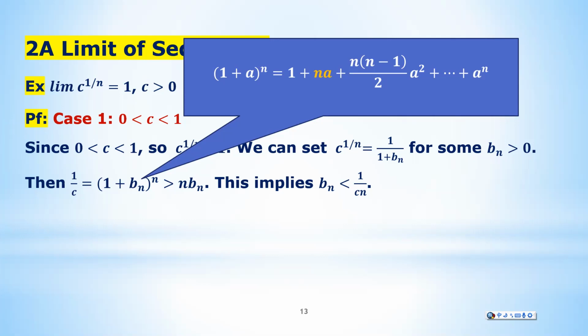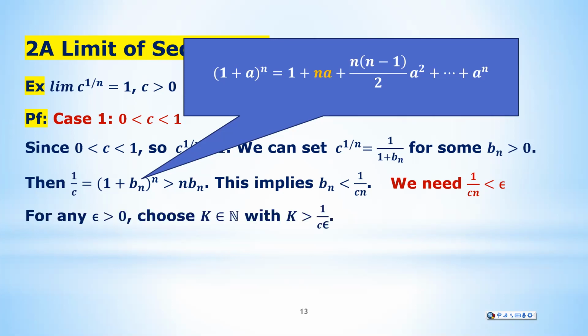Okay, now we know how to continue the next step. Actually, in the proof, we need 1 over cn to be less than epsilon. Anyway, this paragraph should be included in the proof. It's a preparation, to prepare us to prove that bn goes to 0. So in the next paragraph, we want to show that bn goes to 0 using this epsilon-k argument.